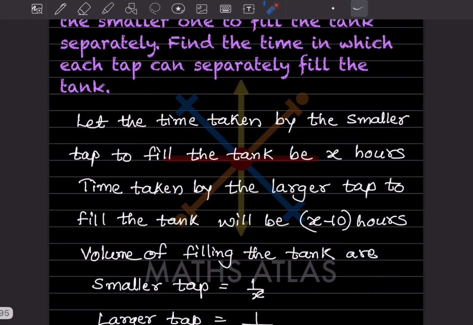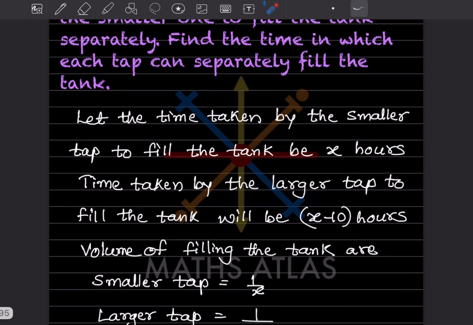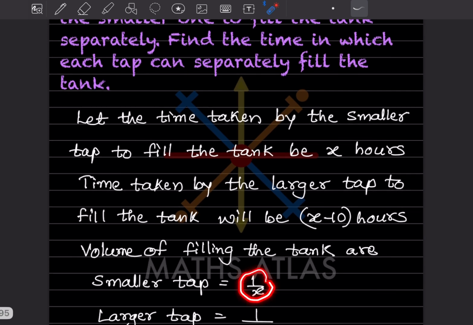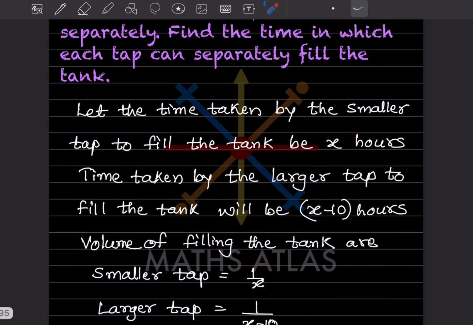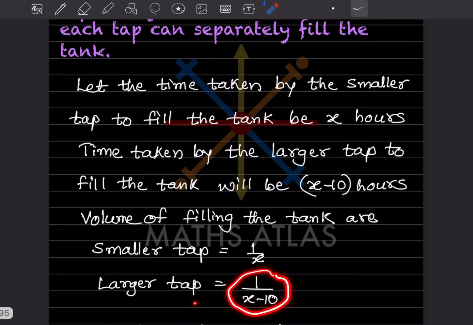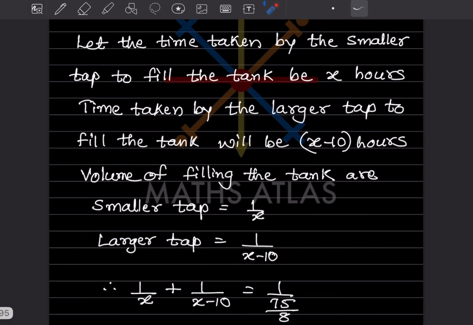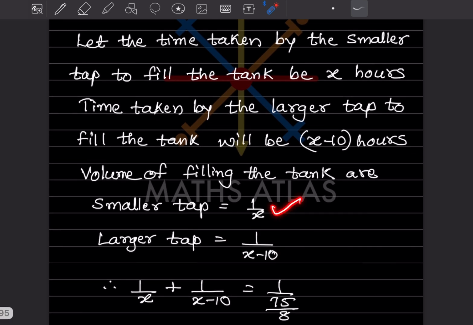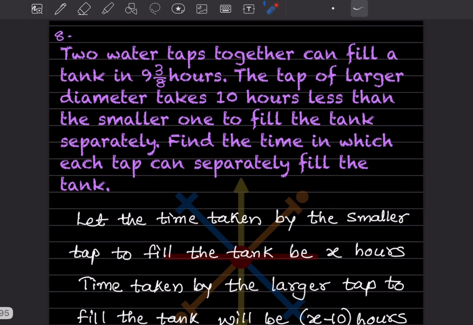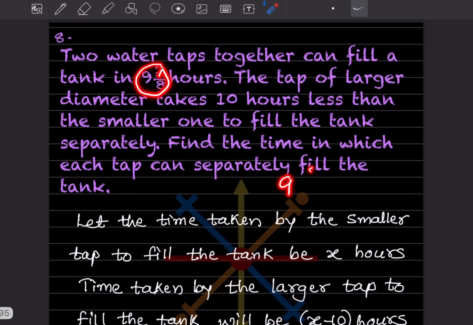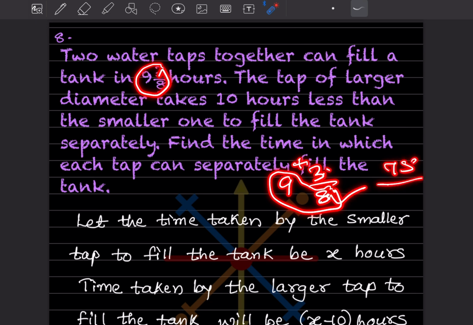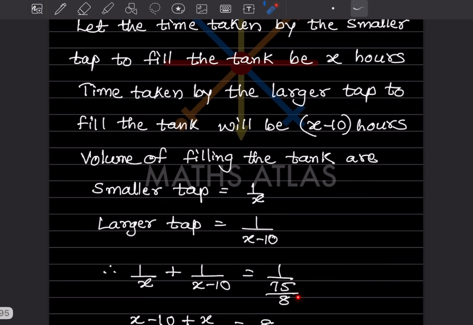So the volume of the tank filled by the smaller tap will be 1 by x, because this is the smaller one. And the larger one is going to be 1 by x minus 10. Now we add 1 by x and 1 by x minus 10, which equals 1 divided by 9 3/8. Making it an improper fraction: 8 times 9 is 72, 72 plus 3 is 75, so it is 75 by 8. So that will be 1 divided by 75 by 8.